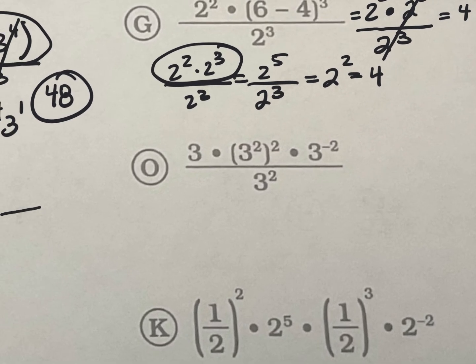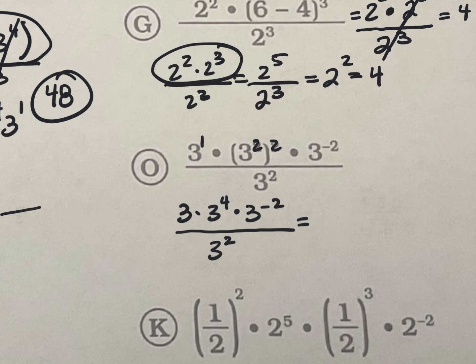All right, let's see over here. 3 is 3 to the 1st times, let's see, 3 to the 2nd to the 2nd. So we have 3 times 3 to the 4th times 3 to the -2, divided by 3 squared. So we have 3 to the 1 plus 4 is 5, minus 2 is 3 to the 3rd on top, 3 to the 2nd on bottom. 3 minus 2 is just regular old 1. This is just 3.